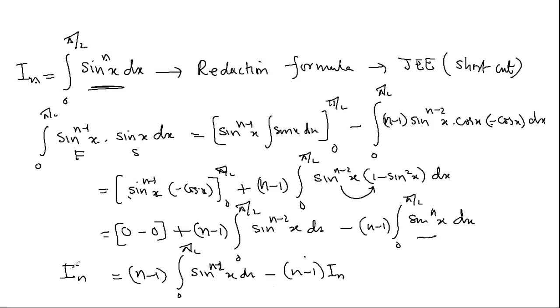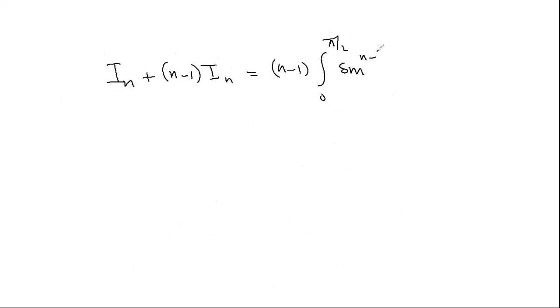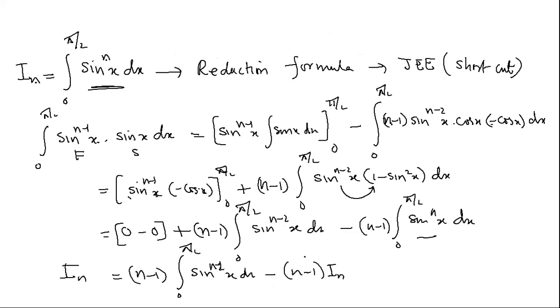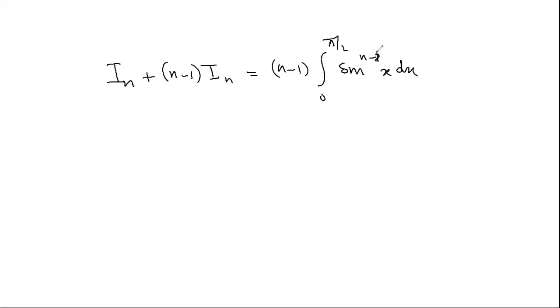Now transfer this to the left-hand side. When I transfer this to the left-hand side, I_n plus n minus 1 into I_n is n minus 1 integral 0 to pi by 2 sine raised to n minus 2 x dx. Let's check: n minus 2 or n minus 1? n minus 2. So this became n times I_n. When you open the bracket, I_n got cancelled.